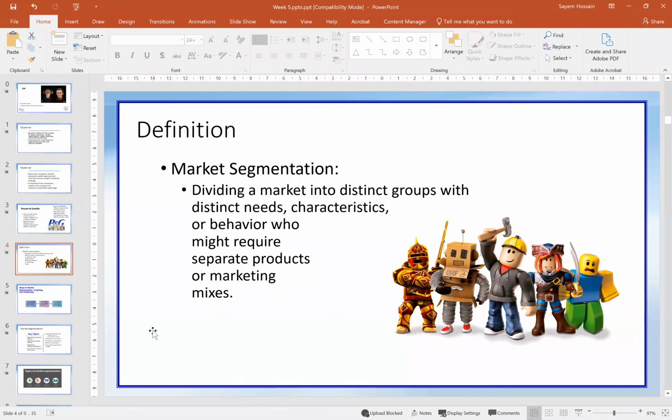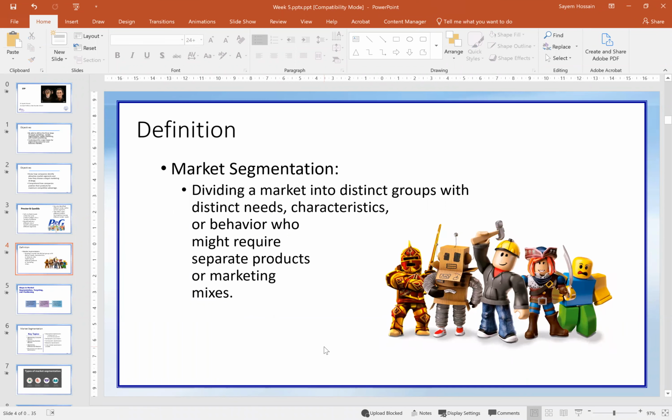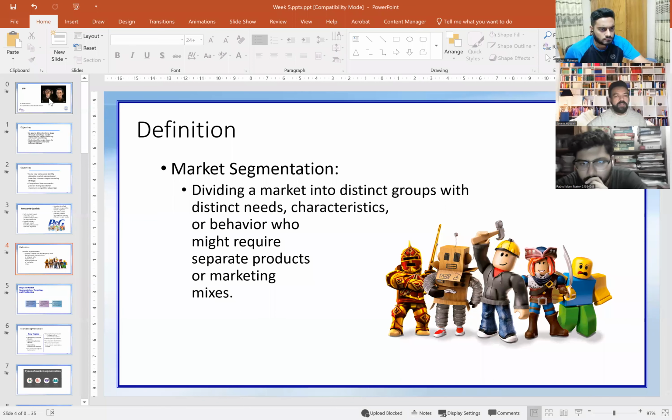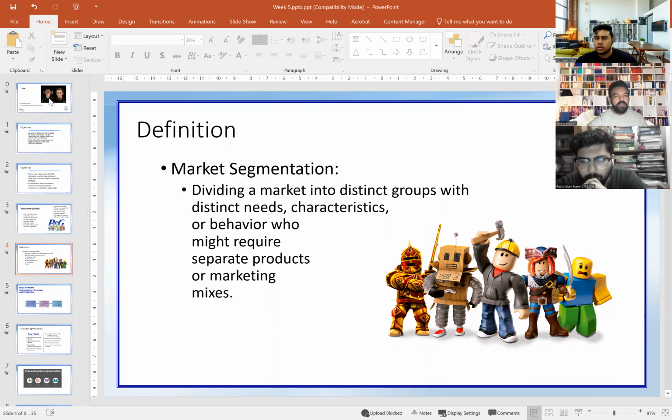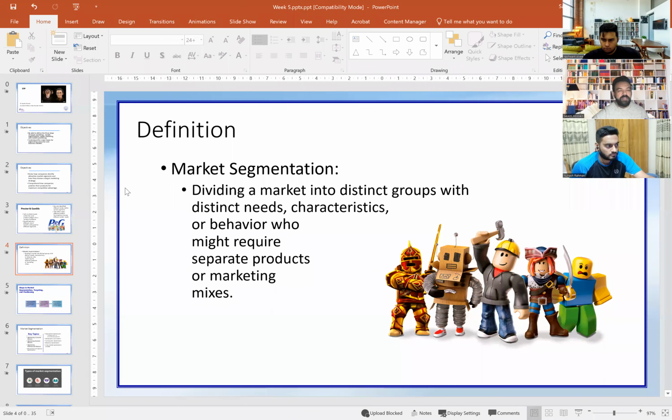By the way, can someone tell me what this image refers to? Or from where, or what are these characters? So Lego characters? Lego. Not Lego. Is there a parent here? Someone has a child here? Someone married? No. Okay, so you may not have been exposed.